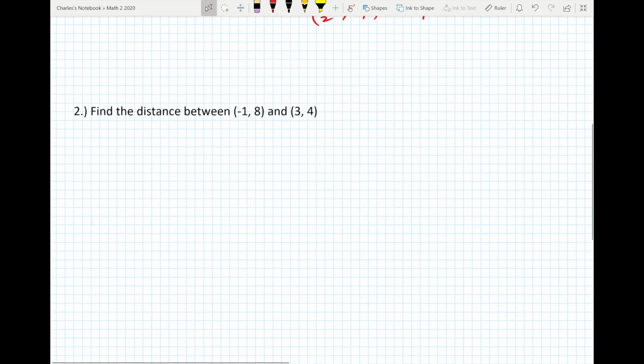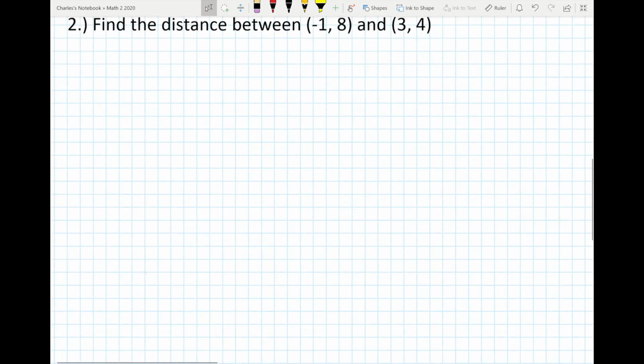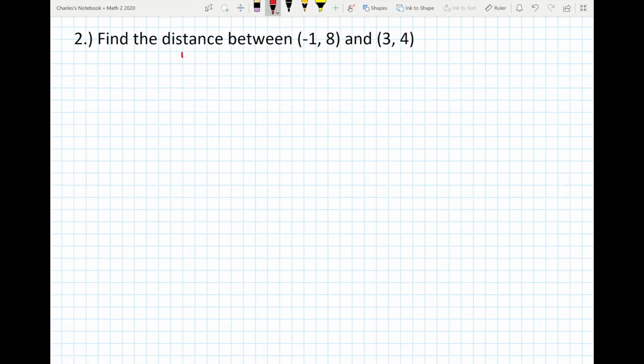Let's say find the distance between negative 1, 8, and 3, comma 4. So I'm going to start by graphing it. This time I'm going to do this graphically, and then next time I'll do it formulaically. So let's say this is negative 1, 1, 2, 3, 4, 5, 6, 7, 8. This is 1, 2, 3, 1, 2, 3, 4.